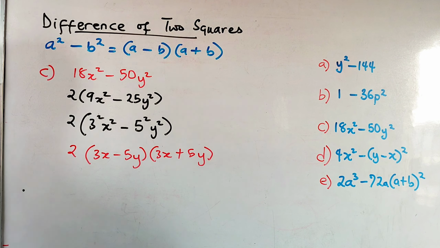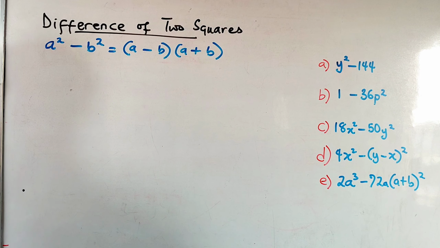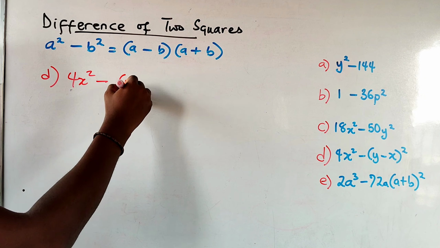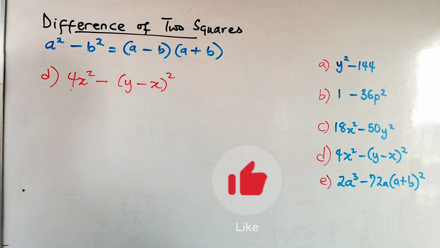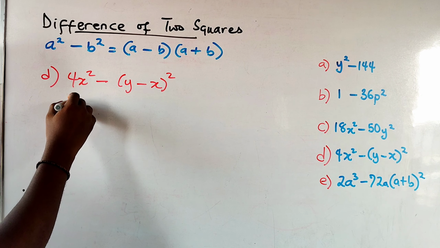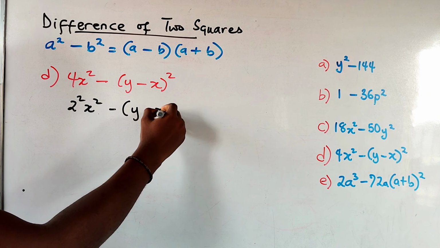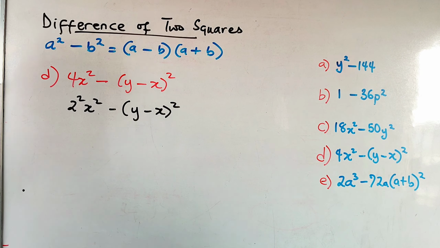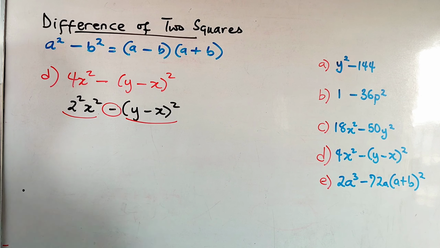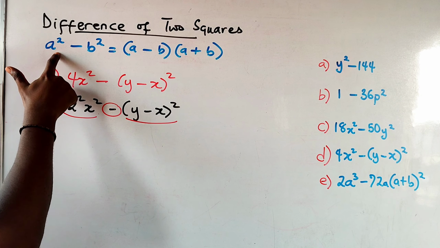All right, let's do the fourth one now. Number 4. So you have 4x squared minus (y minus x) squared. Now you have to be careful here. I will show you why. So let's start with 4. 4 is 2 squared, clearly. Then this, so if you look, this is also a difference of 2 squares because I have my minus sign here, and I have 2 squares on both sides of the minus sign. So I could apply my difference of 2 squares.